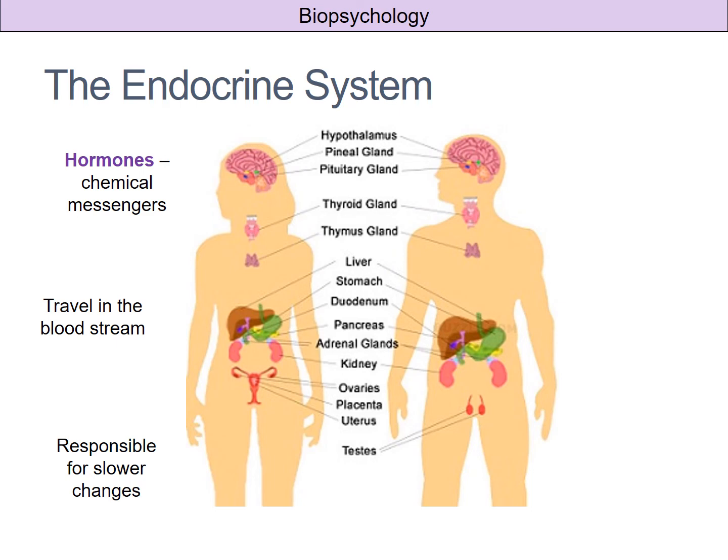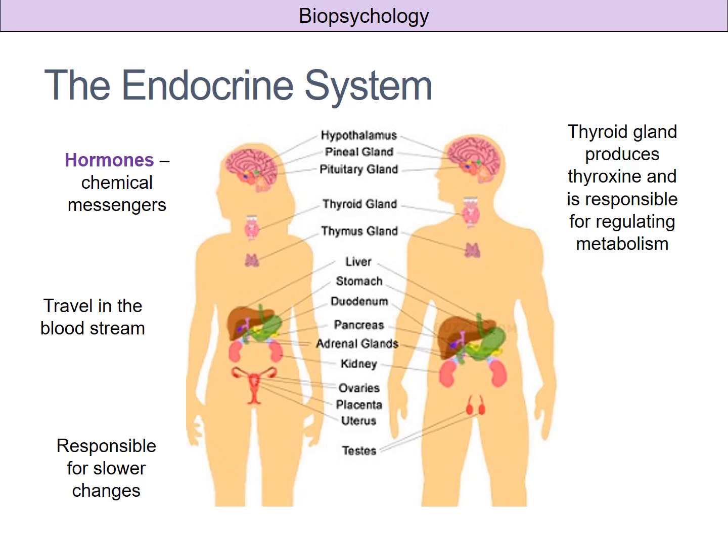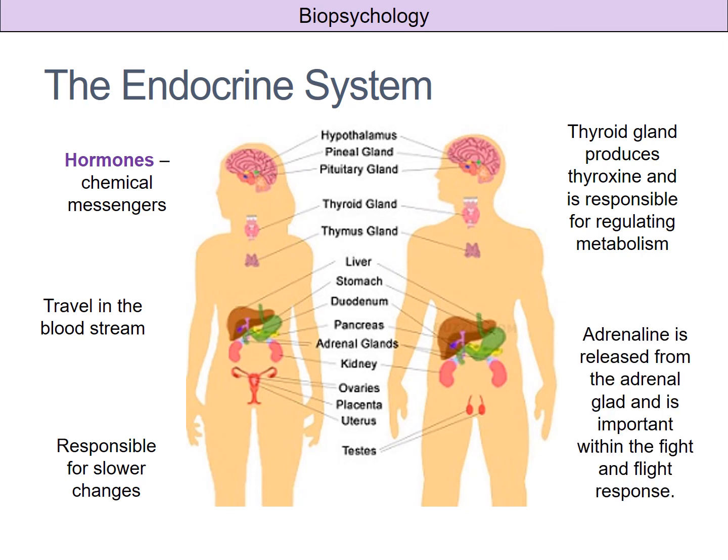So some examples then, the thyroid gland, which you can see is sort of in the neck. That produces thyroxine and is responsible for regulating metabolism within the body. A very important one for you to know is adrenaline. This is released from the adrenal glands, which sit just on the top of the kidneys, and that's very important within the fight and flight response, which we're going to look at next.